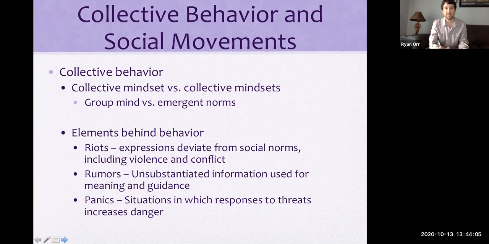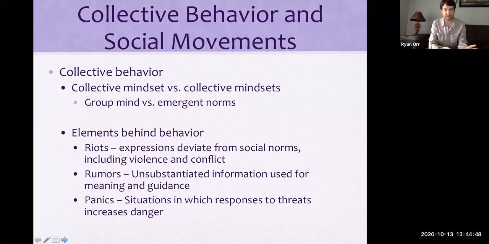So when looking at the elements behind behavior, you can start to look at different forms of collective behavior, and these forms, riots and panic specifically, look at how the expressions, the behavior itself, often will challenge social norms. So anything that deviates from social norms, including violence and conflict, we categorize as a riot. And then with panics, it's more about how the situation becomes worse based upon the collective behavior.